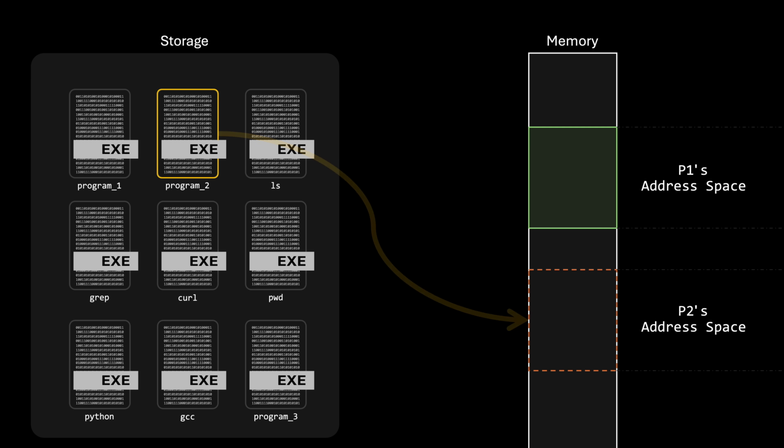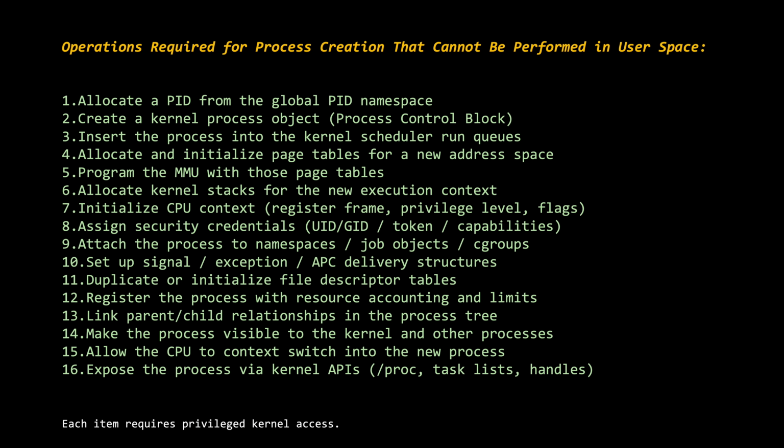So while P1 can read P2's executable file from disk into its own memory, it has no way to place that code into a different memory region outside of its address space. In other words, P1 has no way to create a brand new process entirely on its own. And this is just one of several reasons why process creation cannot be handled entirely in user space. When this functionality is needed, it must be delegated to the operating system through system calls.